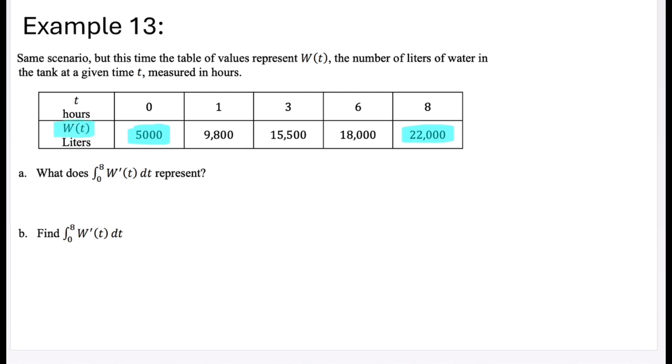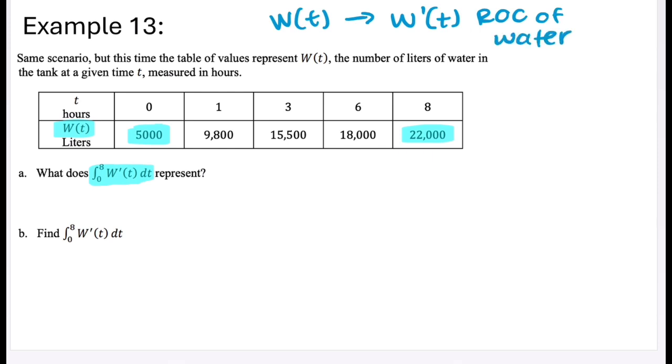And then it asks us, what does the integral from 0 to 8 of W prime of t dt represent? So if W of t is the amount of water in the tank, then W prime of t would be the rate of change in water. That's going to be the rate of change of water.